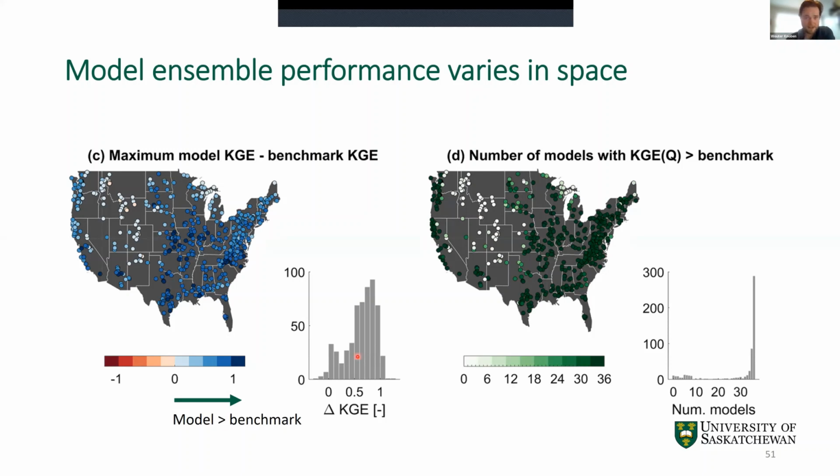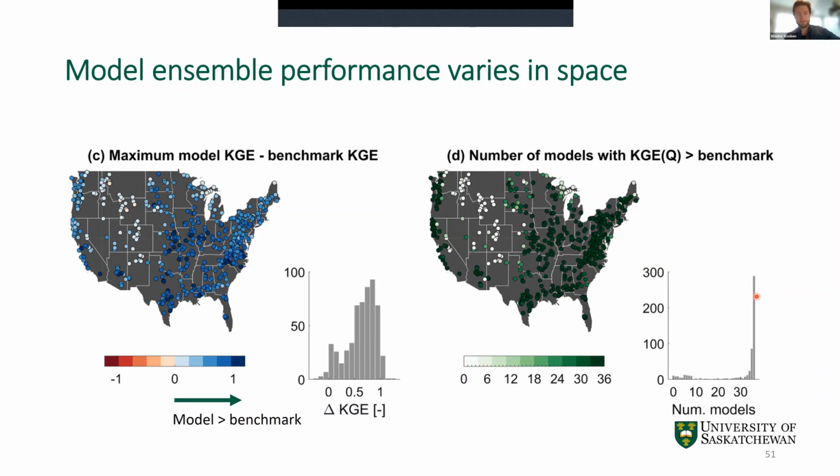And what we see on the right here is the number of models that outperform the benchmark, and there are some interesting patterns here, especially in these arid basins, where the number of models that beat the benchmark is quite low compared to the rest of the domain. That tells us that you can probably find some models that work reasonably well in these arid catchments, but not all of them do, and you need to be quite careful on how you select them. But interestingly, for most of the domain along the coast, everything in the east here, for the vast majority of catchments, all of these models can actually outperform the benchmark.